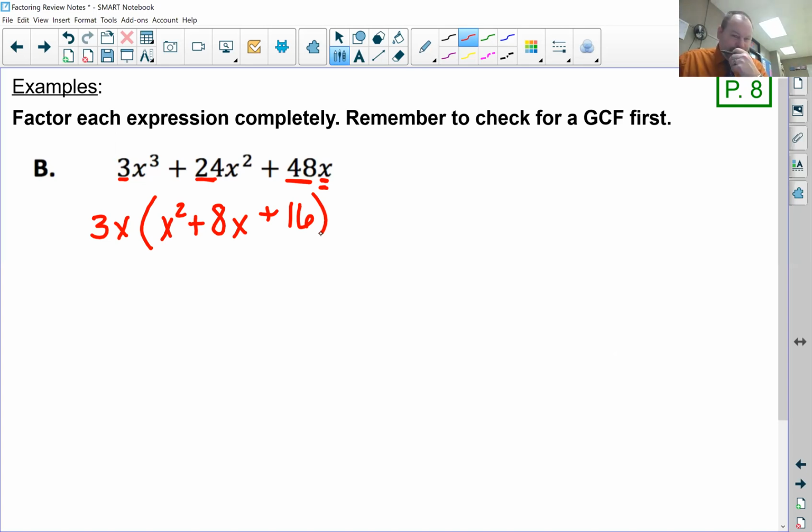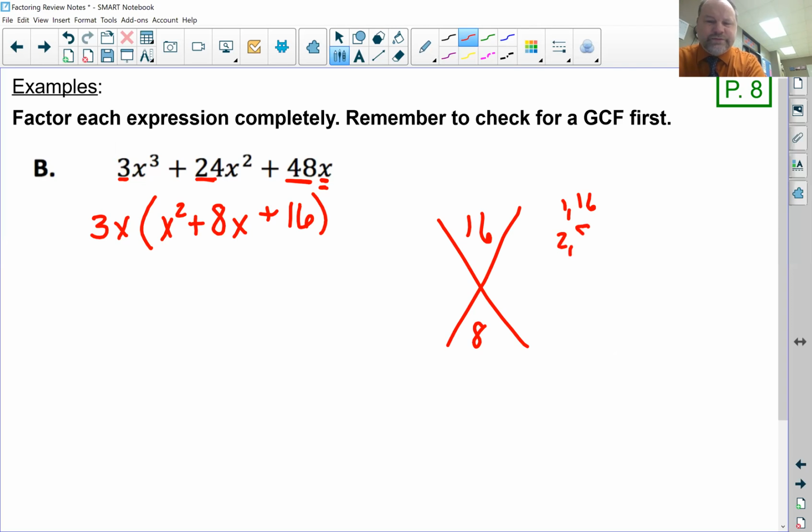We have actually, I think, factored that already today, but I will do it again. It looks like an x method. Multiply to 16, add to 8. Both are positive, so both of my factors are positive. 1 and 16 doesn't add to 8. 2 and 8, but they don't add to 8. 3 is not a factor. 4 and 4 does add to 8.